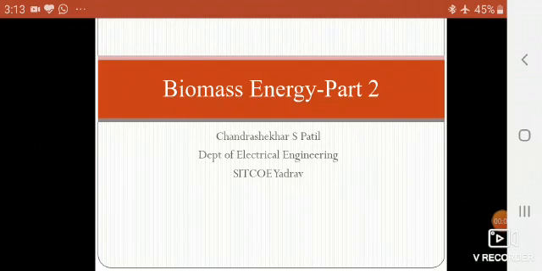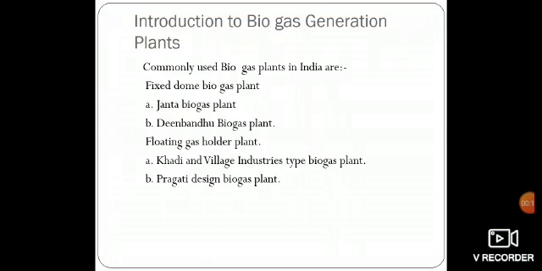Hello friends. In the previous session, we had discussed biomass energy. Now, myself, Chandrasekhar S. Patil, Department of Electrical Engineering, SIT COE at Rao, we are going to discuss the different categories of biogas plants.